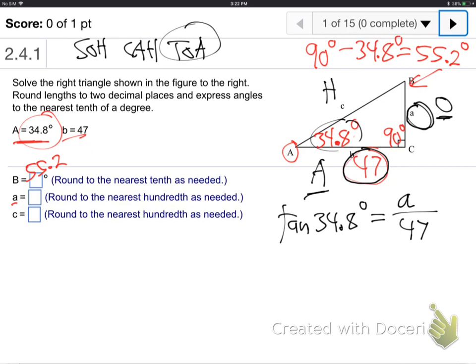So how do I solve that for little a? What do you do when you've got a fraction on one side? Put this tangent over 1 and go diagonal, diagonal. Cross multiply. We good? So what do we get? 47 tangent 34.8 degrees is 1 times little a.